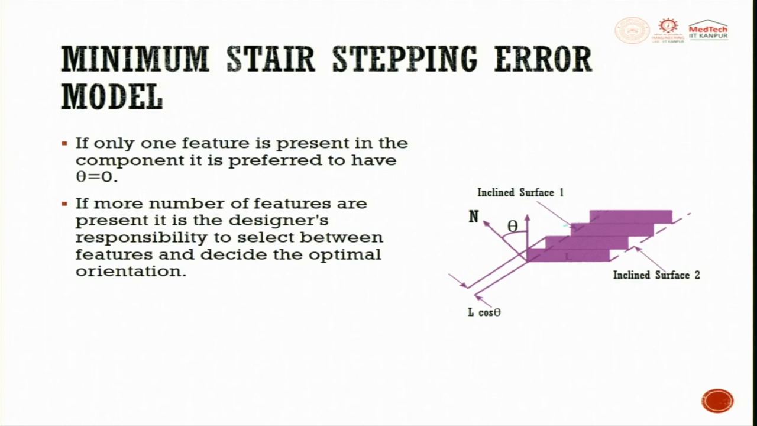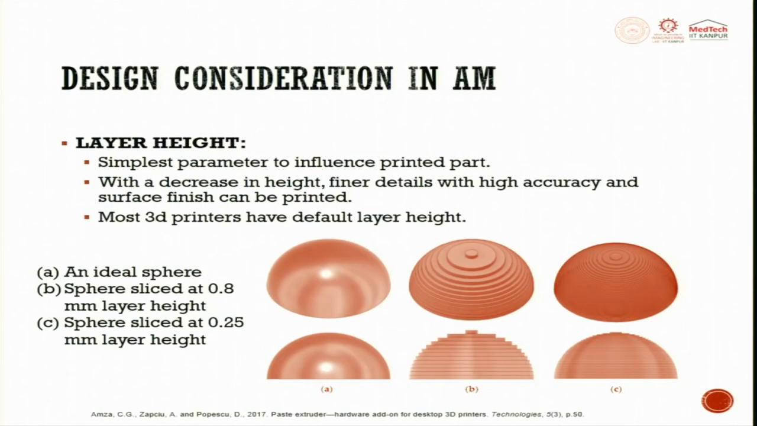If you want to reduce the staircase effect, what we do is try to orient the object in such a way that theta is reduced. So, this is where you see we started initially with the orientation of the object. Layer height is the simplest parameter to influence the printed parameters. First we have to see this is an ideal sphere.